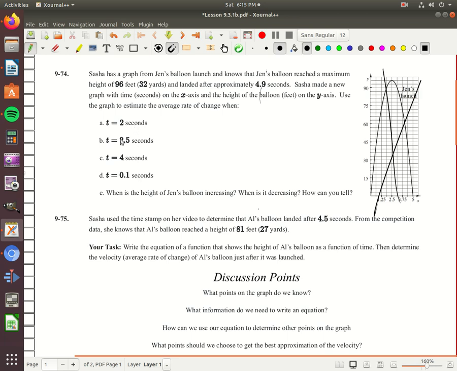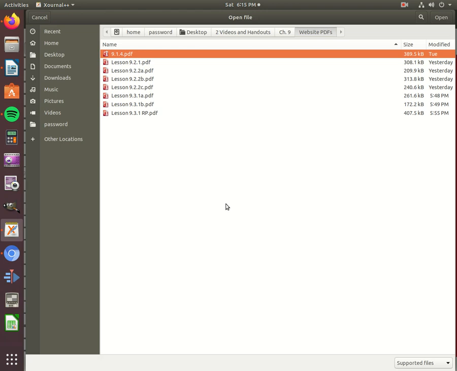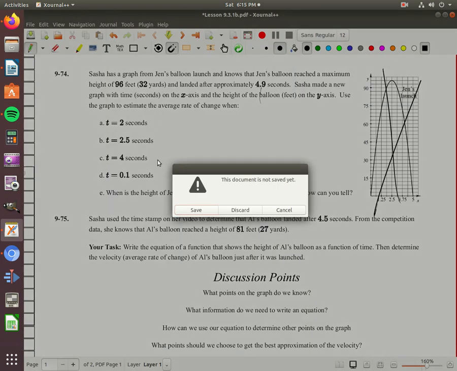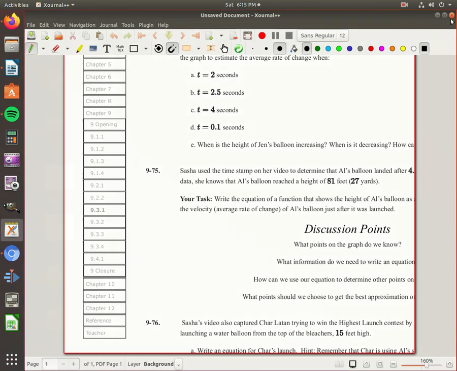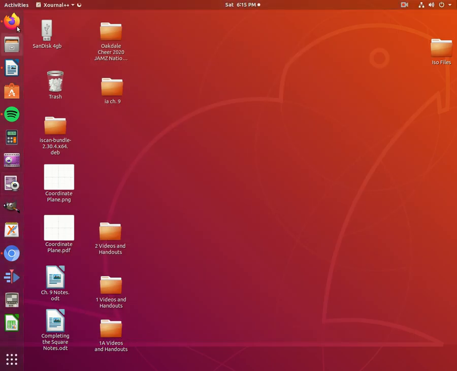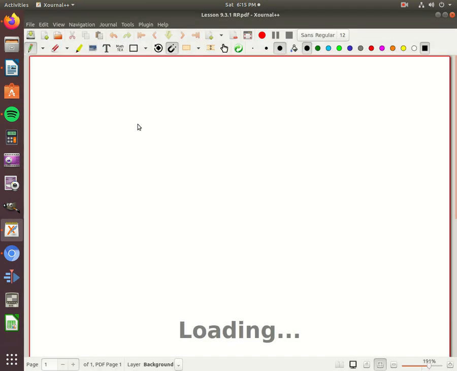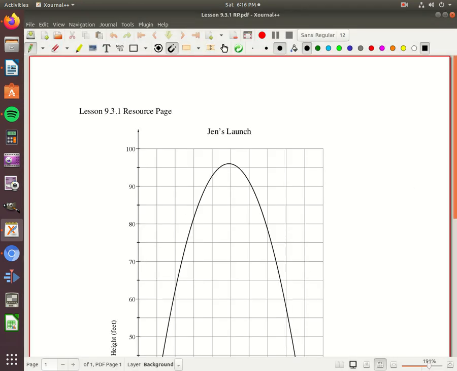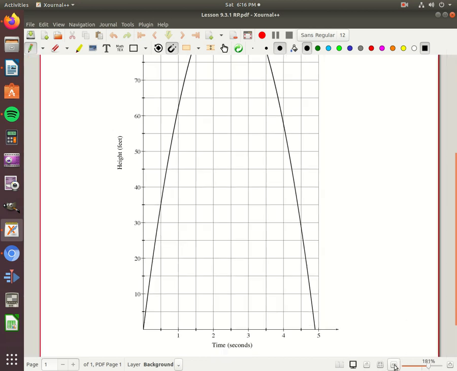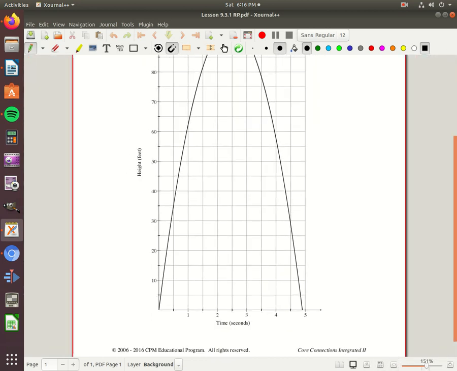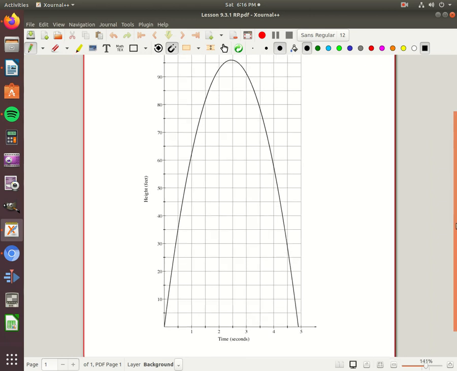So let's go ahead and answer these. And again, we're going to hope that this program is going to let me open this. Nope. All right, let's try this again. See if this thing is still freezing. All right, there we go. I'm going to make this a little bit smaller so it all fits on one, and I can view it all at once.